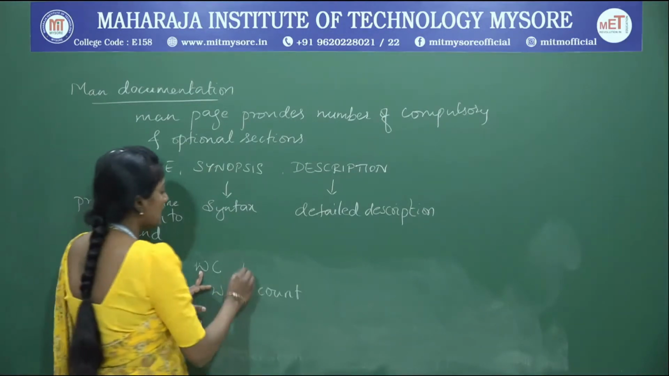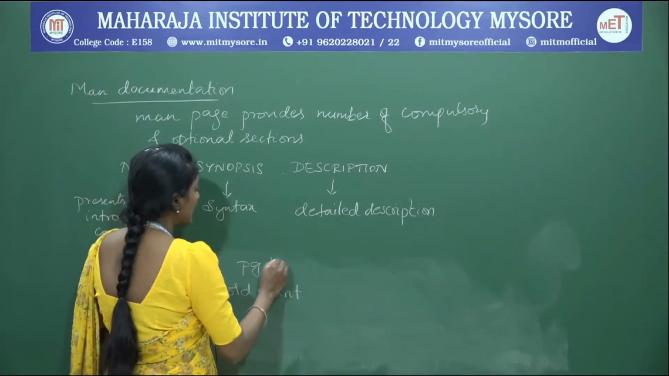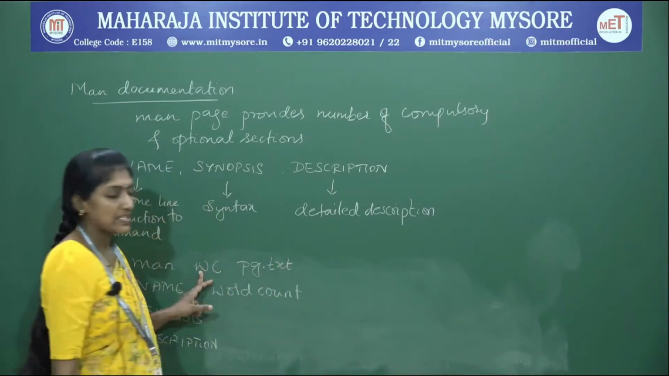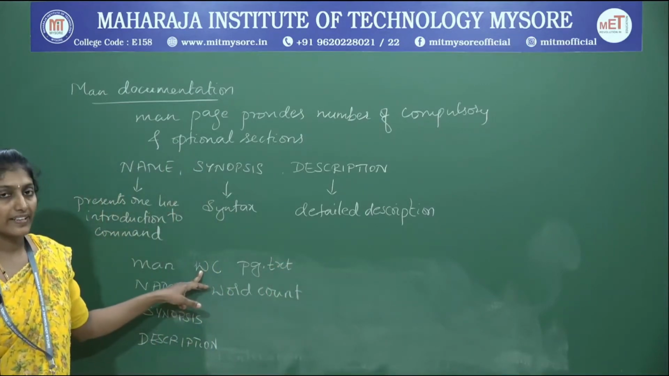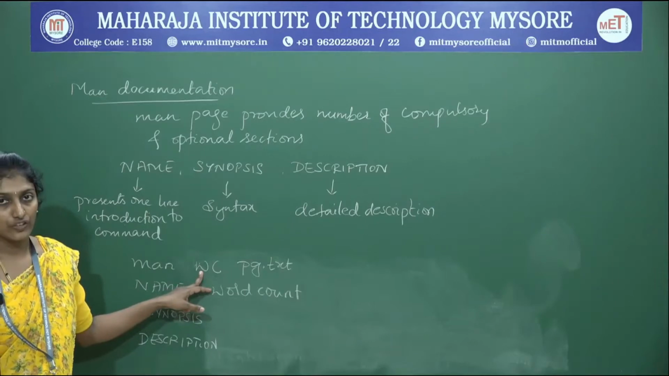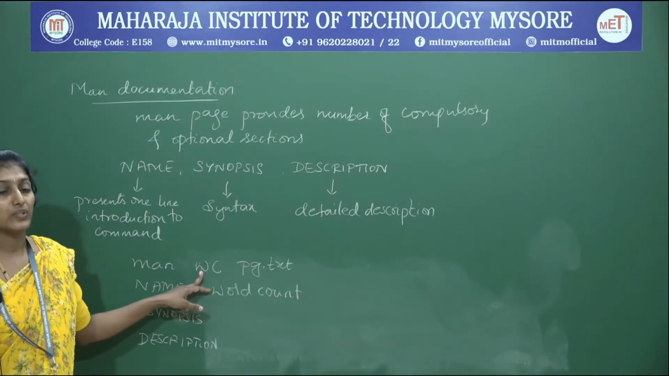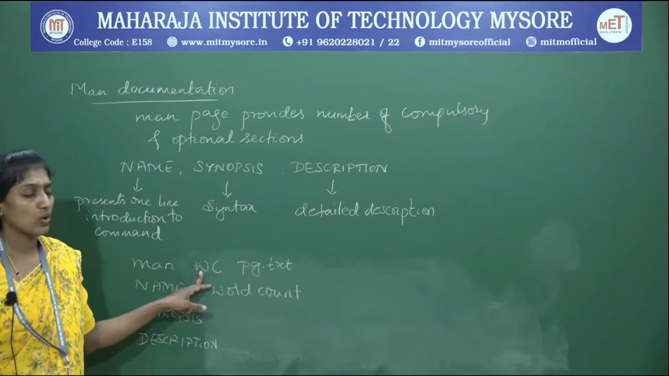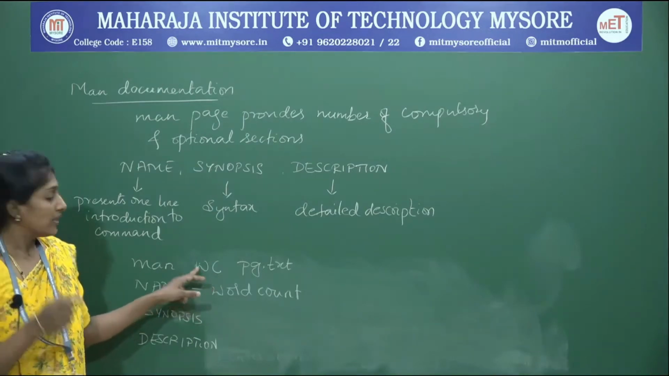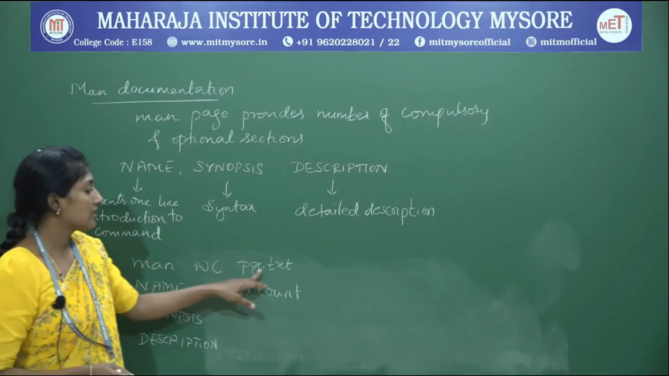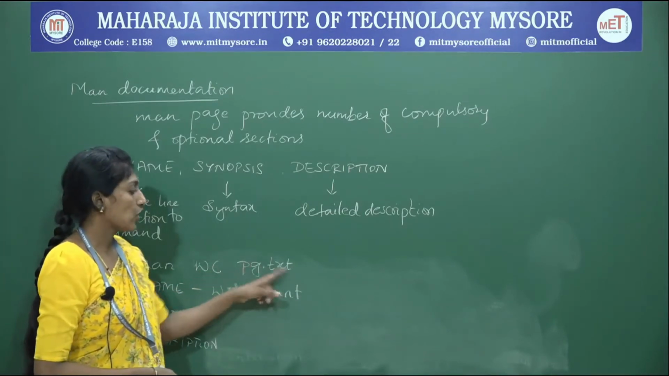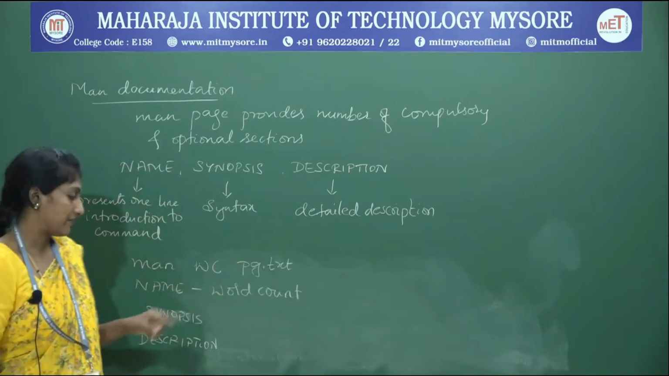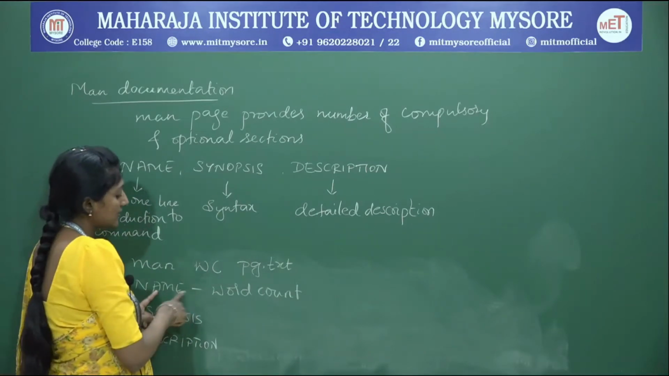So let me consider I have given the pg.text file. In this pg.text file, I might have around 10 lines, and within that around 50 words, and the number of characters might be more than 100. If you just provide wc with pg.text, it is going to provide you with all these three pieces of information.